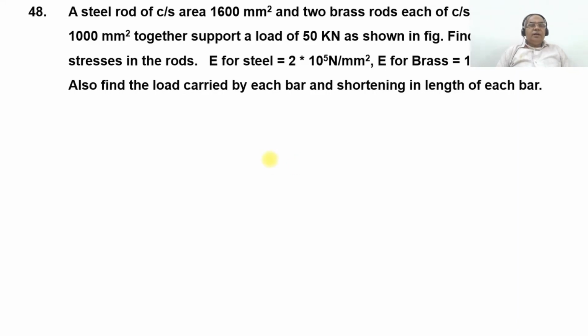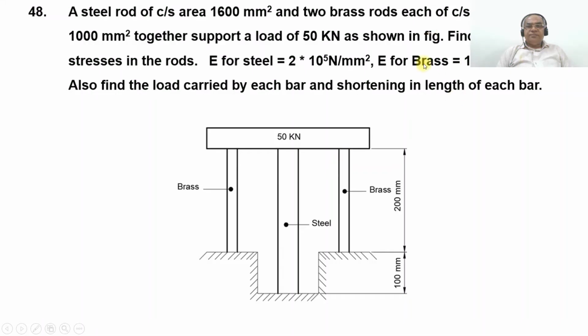Now, we will take up one more problem, problem number 48. A steel rod of cross-sectional area 1600 mm square and two brass rods each of cross-sectional area 1000 mm square together support a load of 50 kilonewton, as shown in the figure.